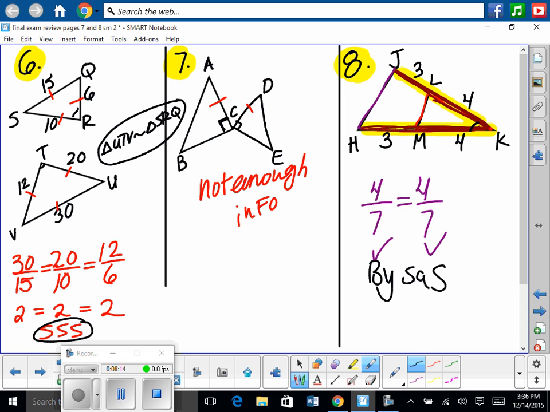So then from there, we'll set up a similarity statement. So triangle, I'm going to do the small one first. So LMK. LMK is similar to triangle. L was this angle, so we know that J corresponds. So J, and then M, I went to M, so it must be H. And so JHK.